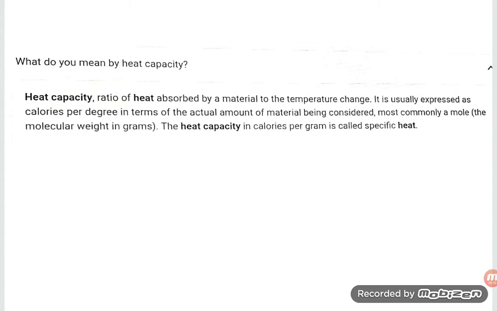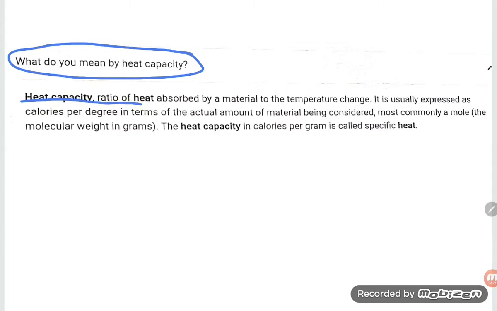Hello students, now let us see the probable questions based on the heat capacity and its types. The first question is, what do you mean by heat capacity? So heat capacity is the ratio of heat absorbed by a material to the temperature change.